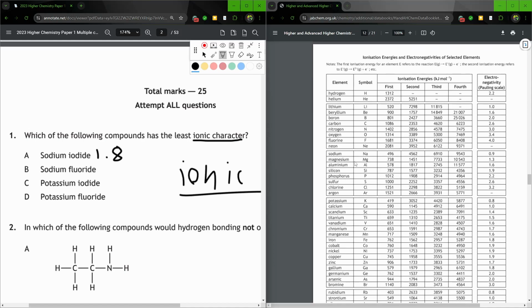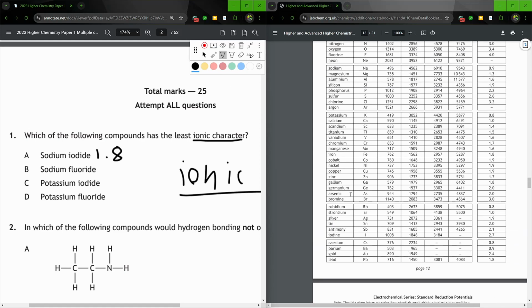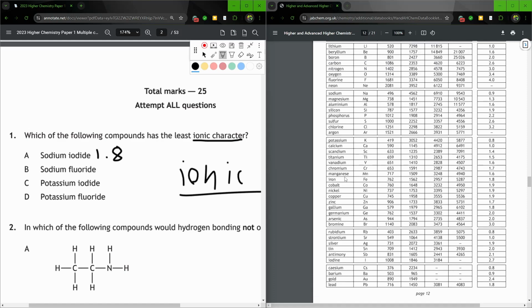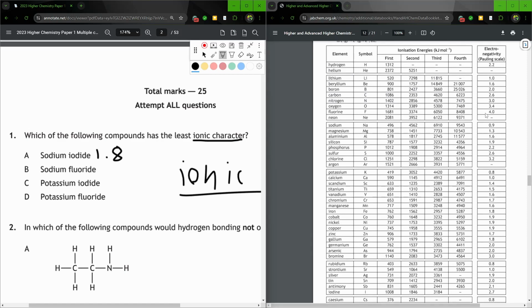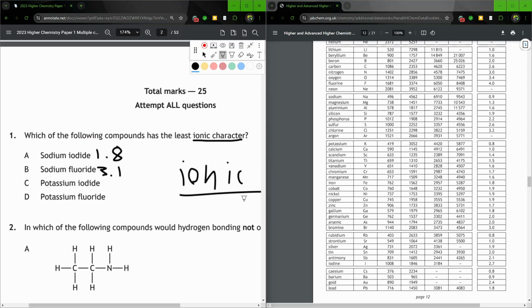Sodium fluoride. So we already know that sodium is 0.9. Fluorine, you should actually be able to remember this, but it has the highest electronegativity of 4. So if we take that away, we'll get 3.1. Now potassium iodide, well, that's 0.8, and then iodine is 2.7, so that would be 1.9. And potassium fluoride would be, again, 0.8, take away 4, so you would get 3.2. And as we can clearly see here, the lowest difference in electronegativity is A, sodium iodide.